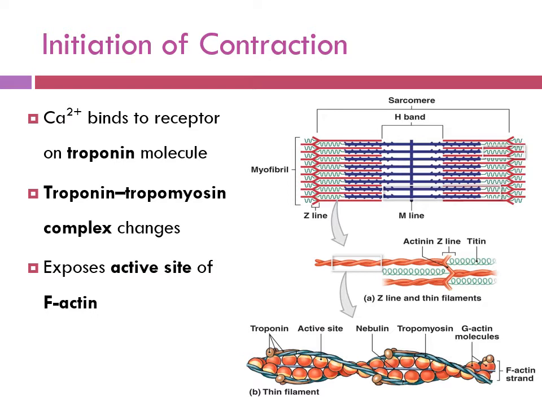So to say that one more time, initiation of muscle contraction requires the release of calcium from the sarcoplasmic reticulum. Calcium will bind to the troponin, change the shape of the troponin, which then pulls the tropomyosin off of the active sites on the actin, therefore allowing the myosin to bind to the actin.